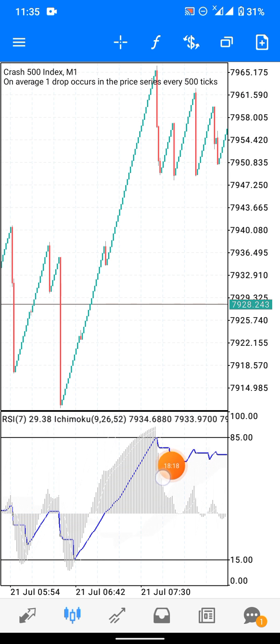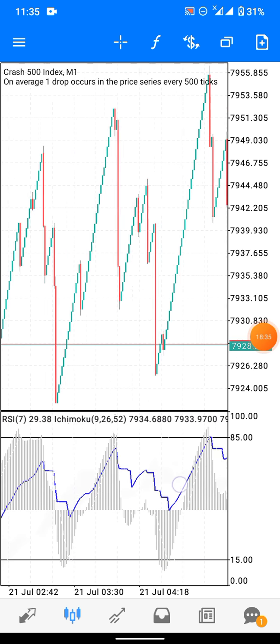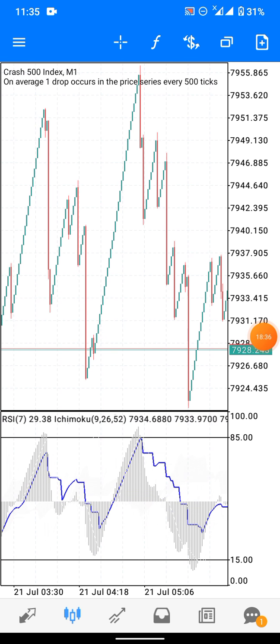So sometimes, as I told you, you can also enter one candle before the Ichimoku touches level 85, because it's possible for price to enter, go down, touch it a little and just spike. So anything you do is okay.